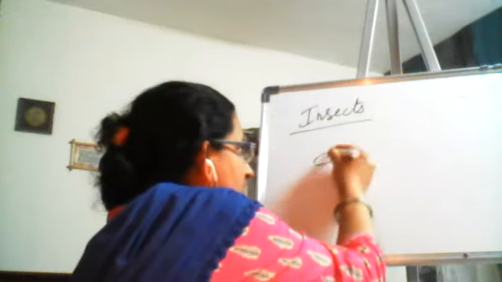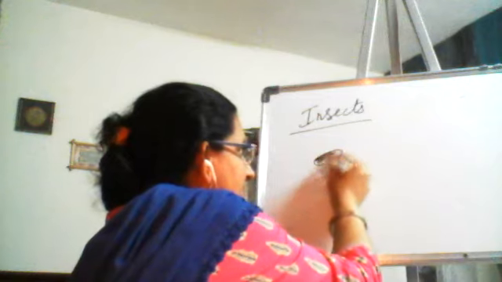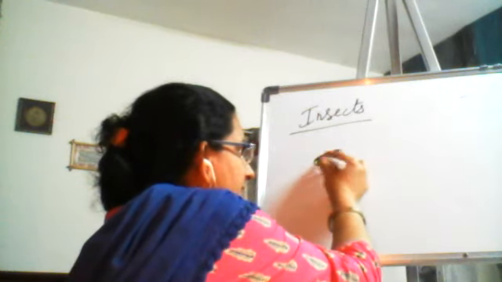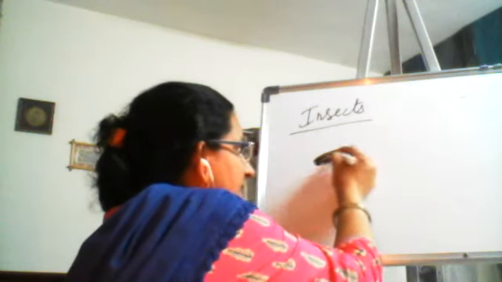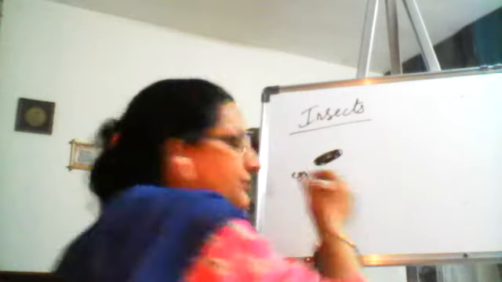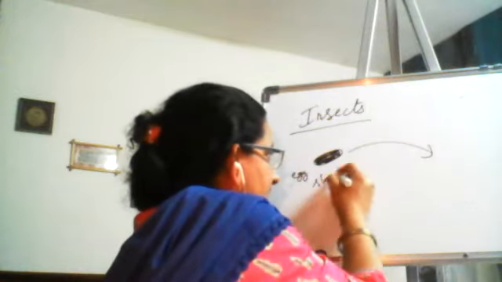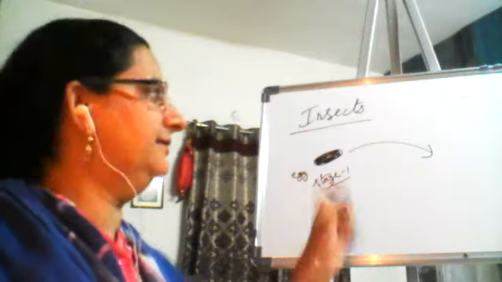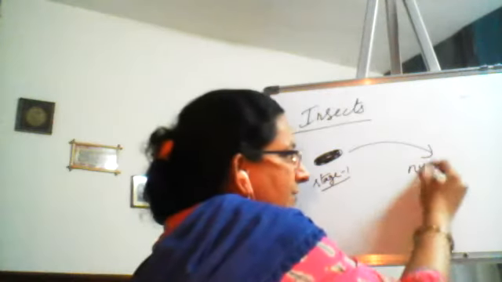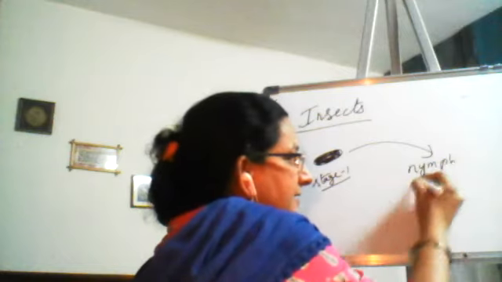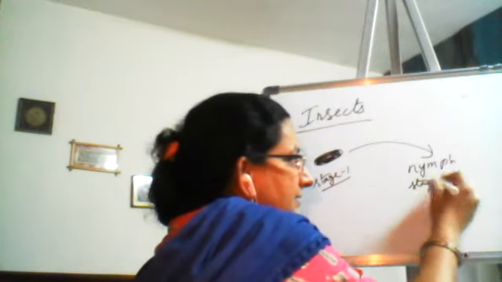So let's understand with the help of pictures. In your kitchen also, several times you must have seen the little hard egg of a cockroach, black or brown in color. This is stage 1. What stage is this? Stage 1, egg. Then this egg grows into a nymph, that is stage 2.